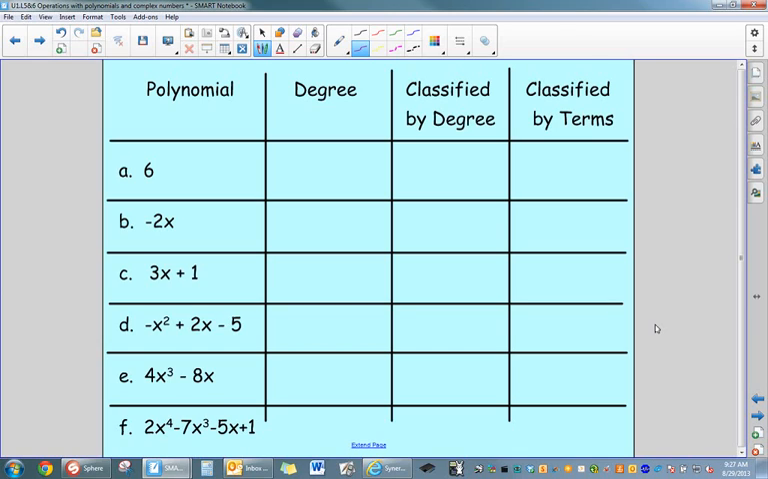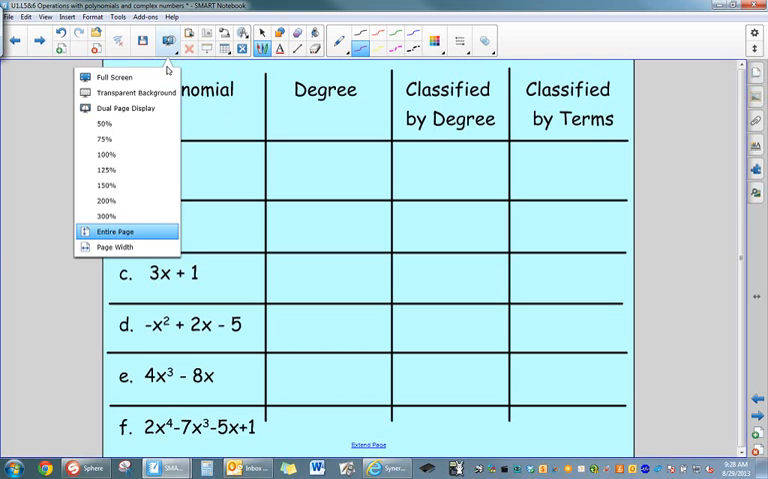There are two ways that we can classify them. We can classify them by their degree, or by the number of terms that they have. To keep them separate, degree is the highest exponent. Classified by terms is the number of monomials. I'm going to zoom in and scroll down as we go to each one. Does everyone have the top copied down? Polynomial, classified by degree, classified by terms.